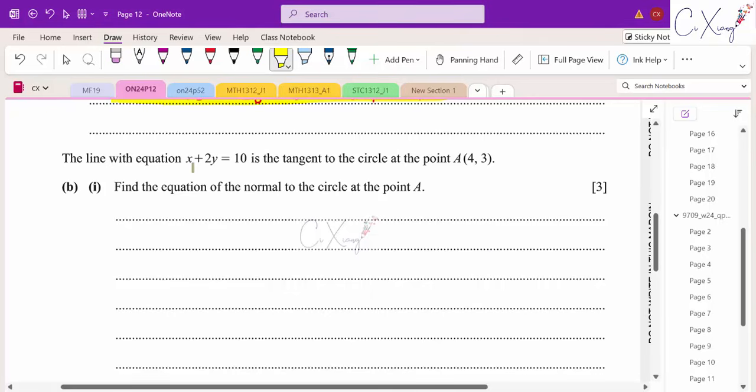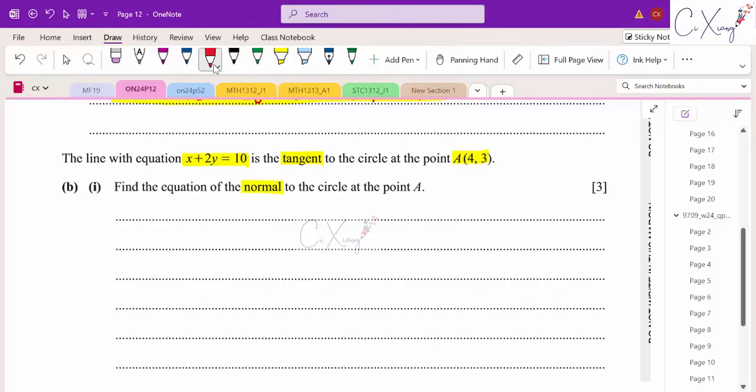Okay, so for part B, they are saying that the line is the tangent to the circle at the point A. So they want us to find the equation of the normal. So how are we going to figure out the equation of the normal? First of all, when we have the equation of tangent, we put it into a general form of y equals mx plus c. So if I have y equals mx plus c, you can observe that your m is basically negative half. And this gradient is the gradient of tangent.